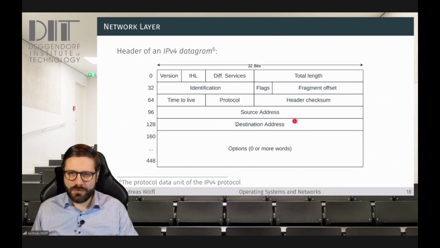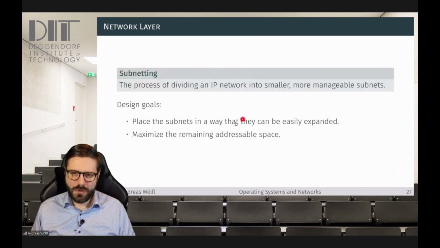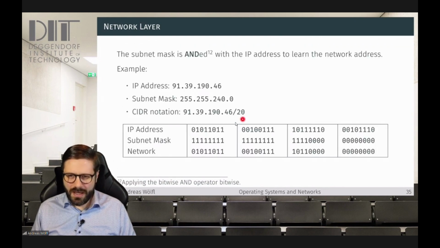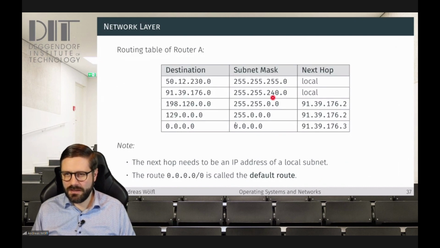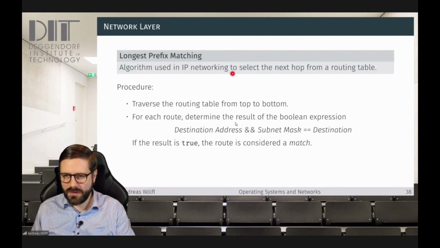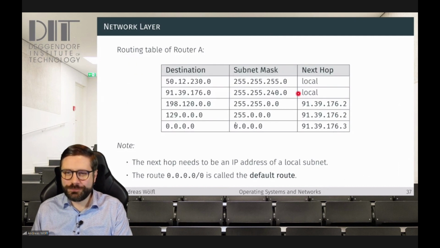So if a packet arrives at the router, the router takes a look at the destination address and ANDs it together with a subnet mask. The subnet mask is taken from the respective row of the routing table. So the destination IP address is ANDed together with the subnet mask, and then the result of the AND operation is compared to the value of the destination column.